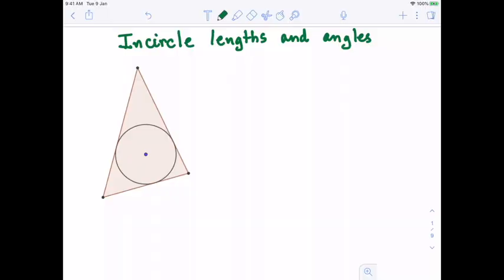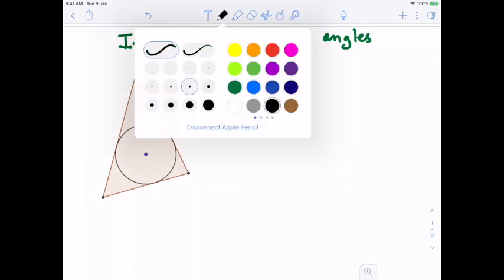Hey guys, so today we will talk about the Incenter-Excenter configuration, and we will derive the lengths and the angles in the various parts of the configuration. Also, there is a secret circle hanging somewhere, and we'll uncover that. Okay. So first, we will derive the lengths and angles in the incircle setup.